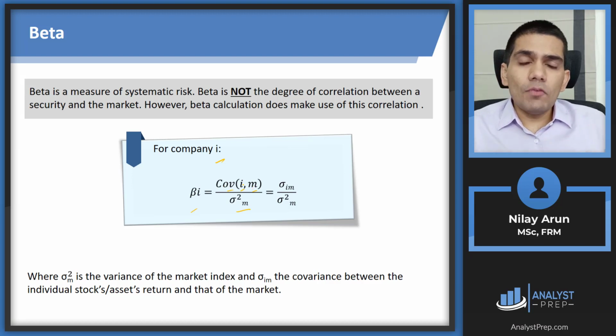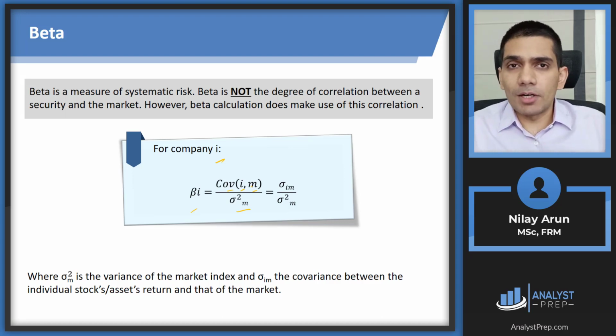So what is the covariance between the returns of I and M? So for instance, if you're taking Apple as the example of the stock that we want in our portfolio, what's the covariance between the returns of the Apple stock and the market? Let's say S&P 500. We divide that by the variance of the market.